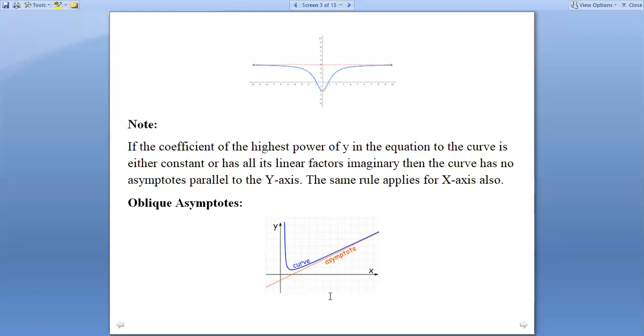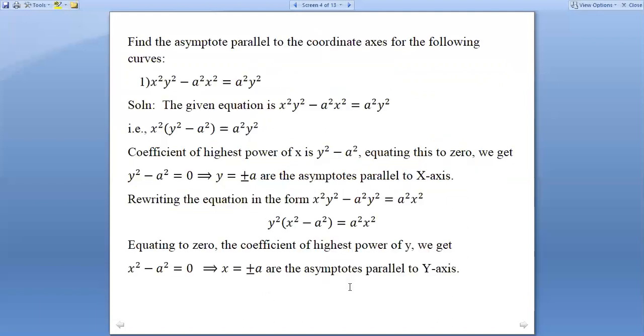And this is the oblique asymptote. So if you have a curve here and you have an asymptote, this is an oblique asymptote which has a slope as well as an intercept, x-intercept or y-intercept. Now let us find the asymptotes parallel to the coordinate axis for the following curves.